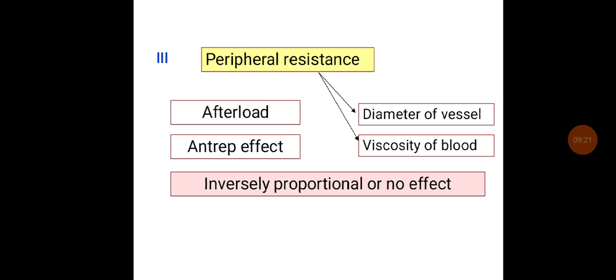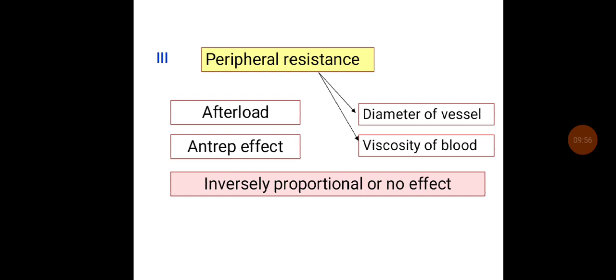The third factor, the peripheral resistance, which is also called afterload. Okay, so it is the load put on the ventricular muscle when the muscle is contracting. Okay, and obviously this is going to act against the contraction. Okay, so if there is an increased afterload, obviously the contractility is reduced and the cardiac output will be reduced. Okay, so peripheral resistance mainly depends on two factors: diameter of the blood vessel.